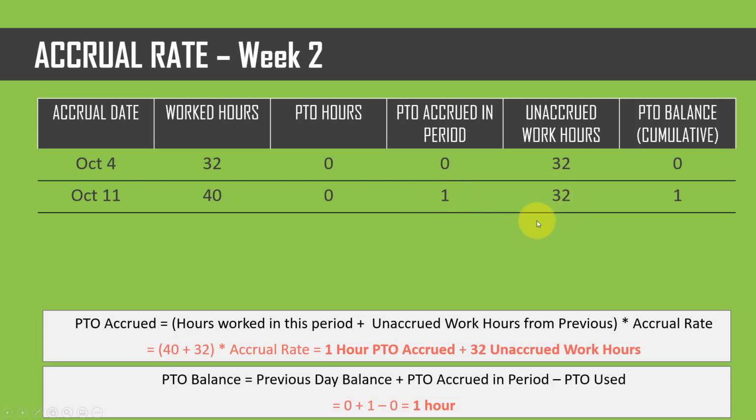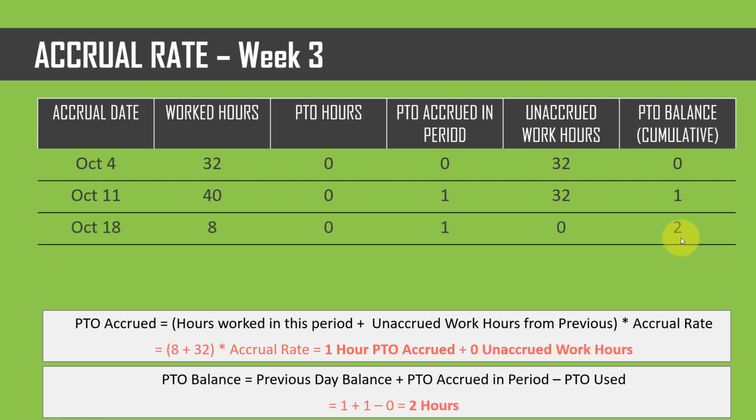And what happens to the balance in this case? So the balance will be the previous balance, which is 0, plus what is earned in this period, which is 1, and then anything used? No. So it becomes 1. Now the employee has accumulated 1 hour of PTO in its balance.